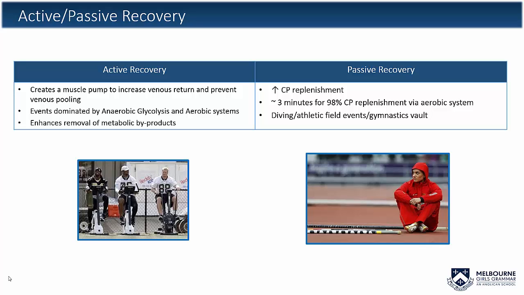We also need to be able to describe it, so what actually occurs or the goal of it. We just talked about passive recovery. The goal is to replenish CP fastest. The goal with active recovery is to maintain circulation and create a muscle pump. So by your muscles contracting through exercise, it pushes on the vessels and therefore you get more blood going back to the heart. You prevent venous pooling, which is blood pooled around the extremities and can lead to swelling and discomfort. And it also removes and enhances those metabolic byproducts.